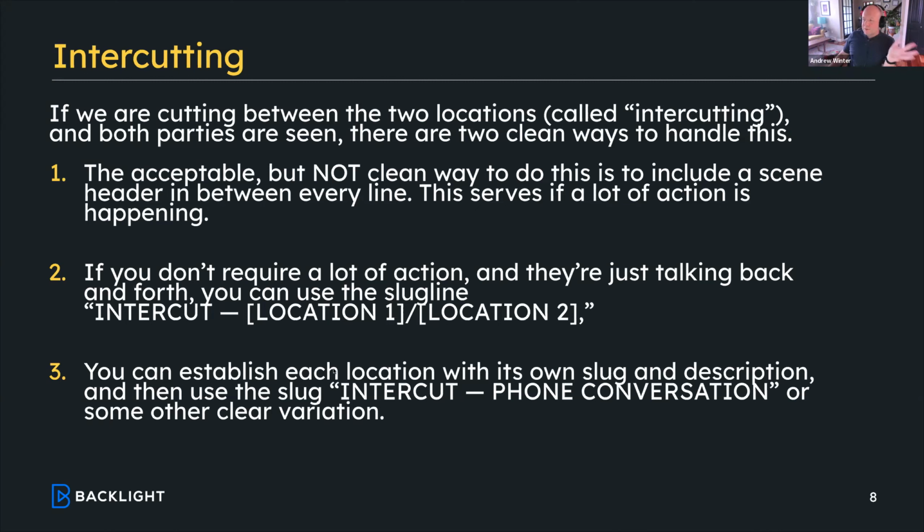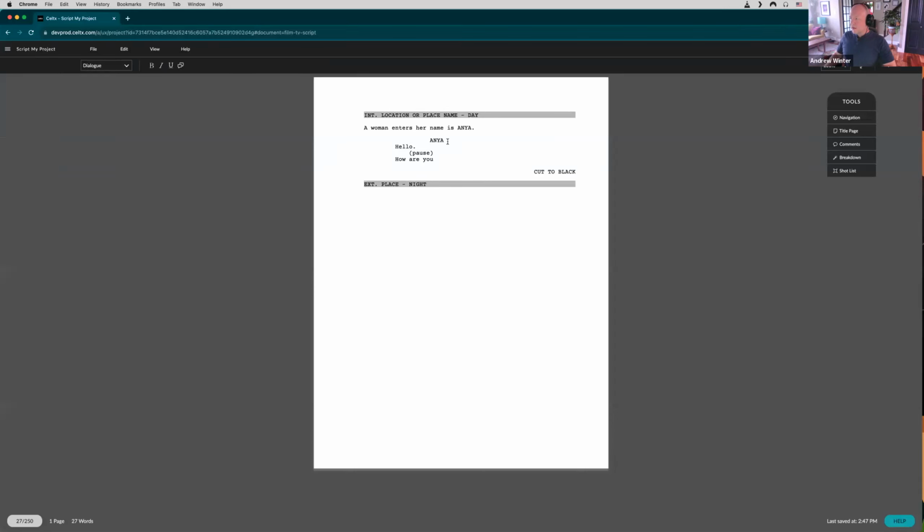You can also do the more complicated way, if there's a lot of action shown, things happening, and you want to establish each location. Just as an example, on the phone. You would probably say continuous or at the same time. Andrew is on the phone with Anya. Andrew. And then you can just have the dialogue. What he says, what she says.